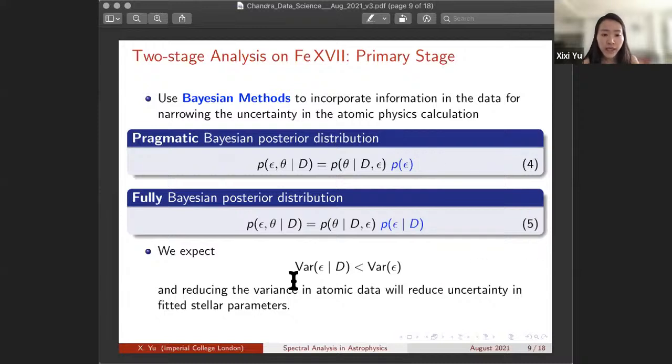Specifically, we expect that the variance of emissivity given the observed photon counts is smaller than the variance of emissivity itself. So reducing the variance in atomic data will in the end result in the reduction in the uncertainty of fitted stellar parameters.